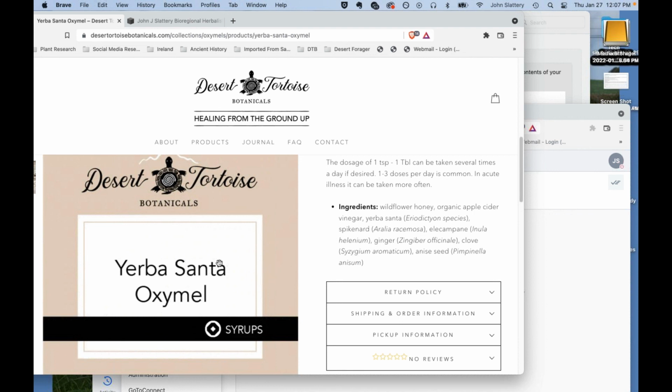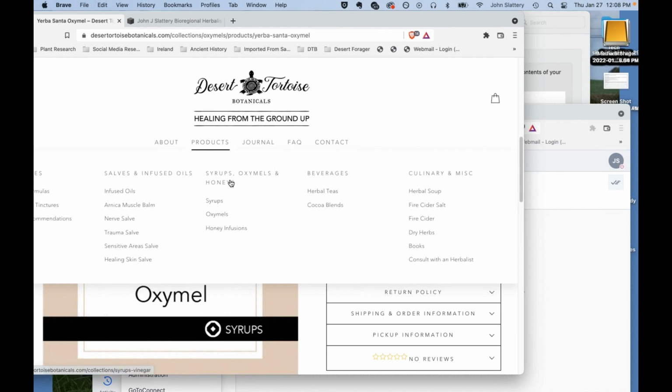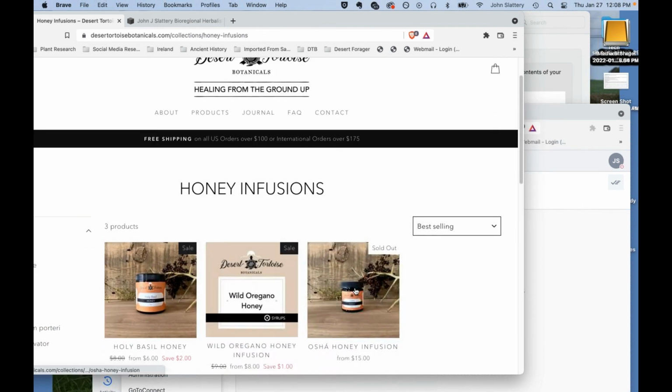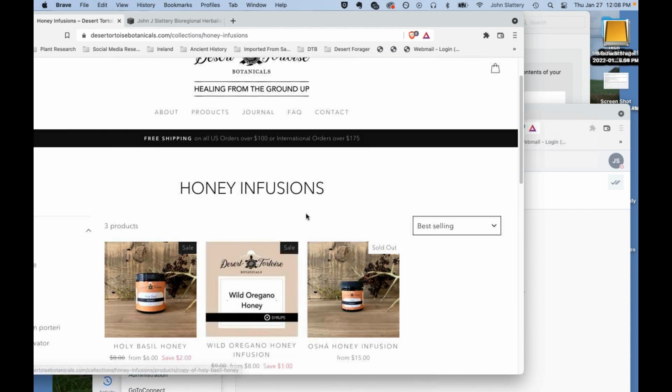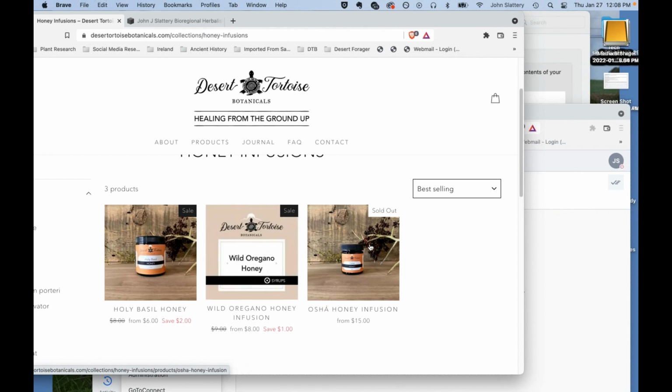So personally, I will often take Yerba Santa Oxymel if I'm feeling sick enough to where that's my focus and I'm not really doing anything else. Definitely loading up on this and some hot water with a few squirts of the immune formula, cold and flu, that we just looked at. And then when I have it, I will be doing Osha honey and secondarily wild oregano honey. And if those were all out, then I would be doing the holy basil honey. Because these on their own can be fantastic.